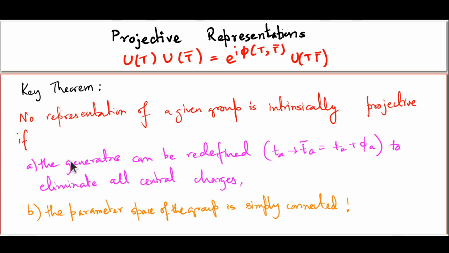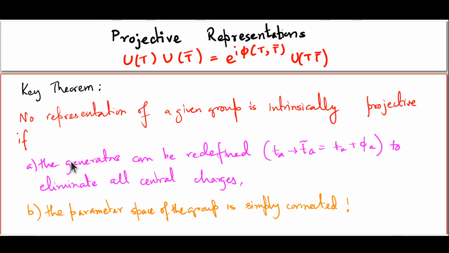For the last few lectures, I have been talking about projective representations, or representations up to a phase. This is a situation which is relevant primarily for quantum mechanics, and here we have, corresponding to every symmetry group operation T, a corresponding unitary operator which acts on the Hilbert space, U(T), and these operators obey the rule U(T)U(T bar) is e^{iφ(T, T bar)} U(T T bar).